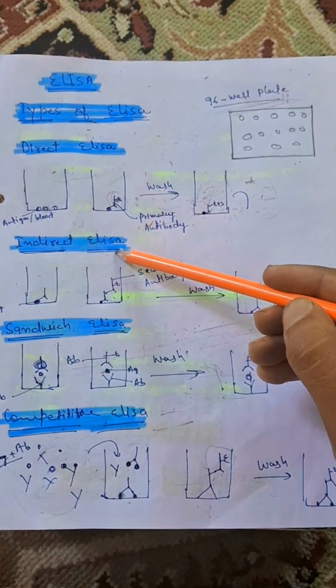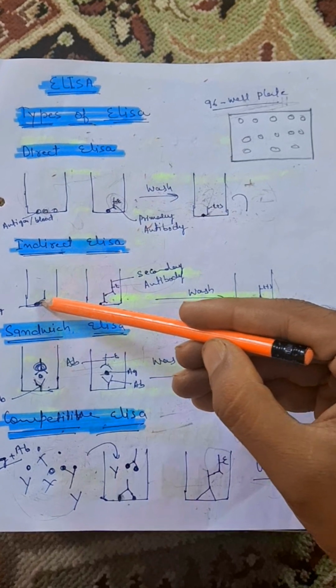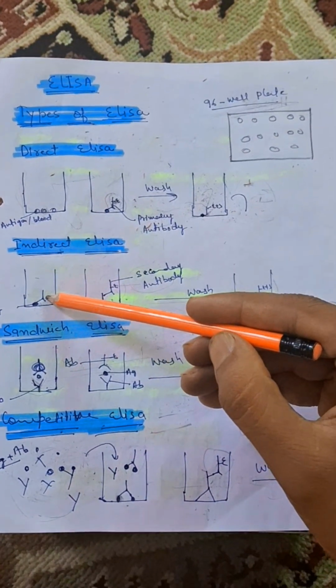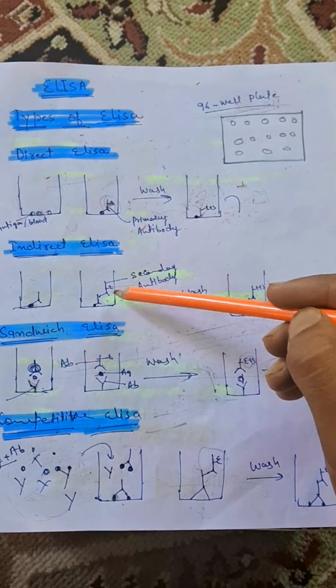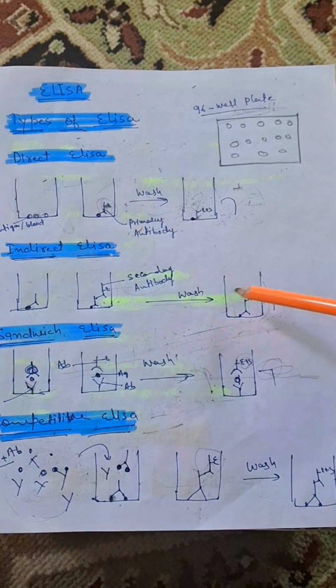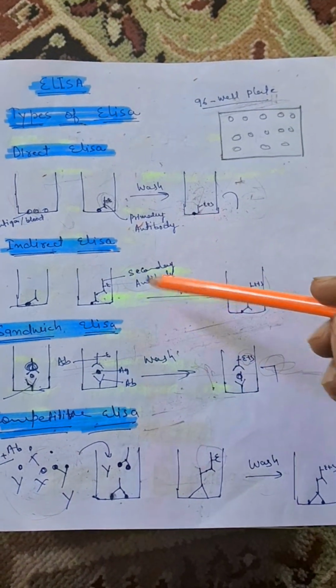Then after that, indirect ELISA. In indirect ELISA, we first incubate the antigen or a blood sample. Then we use the primary antibody. Then we use the secondary antibody enzyme linked, and then we use the substrate for that particular enzyme, wash the product, and see the results.